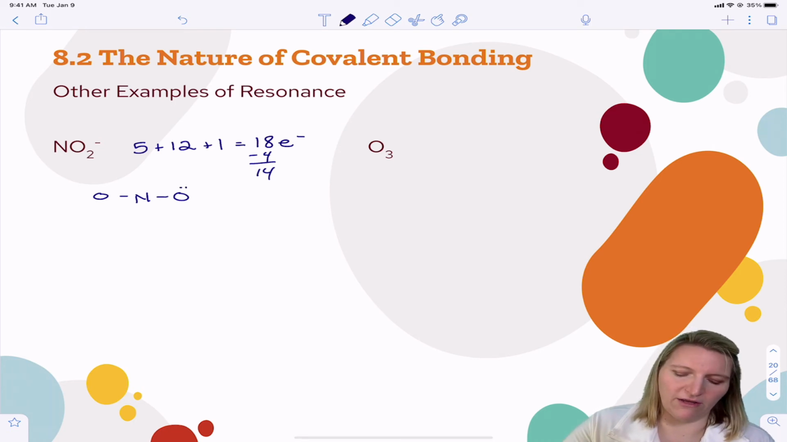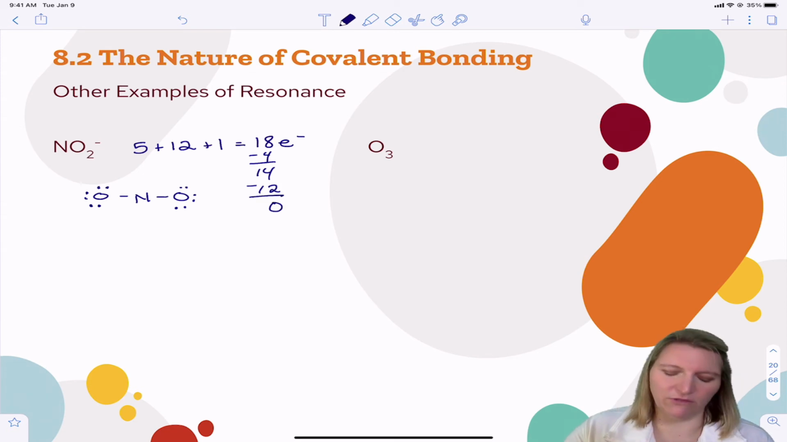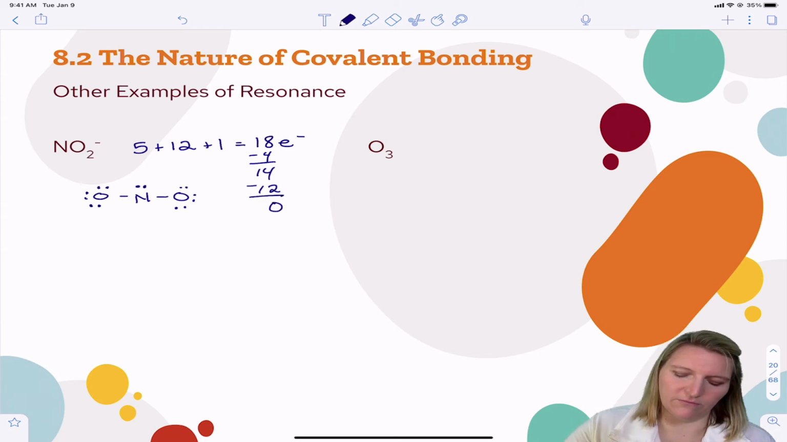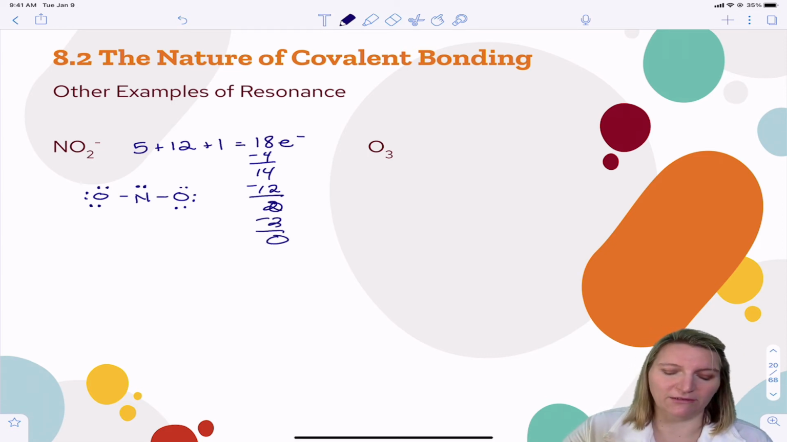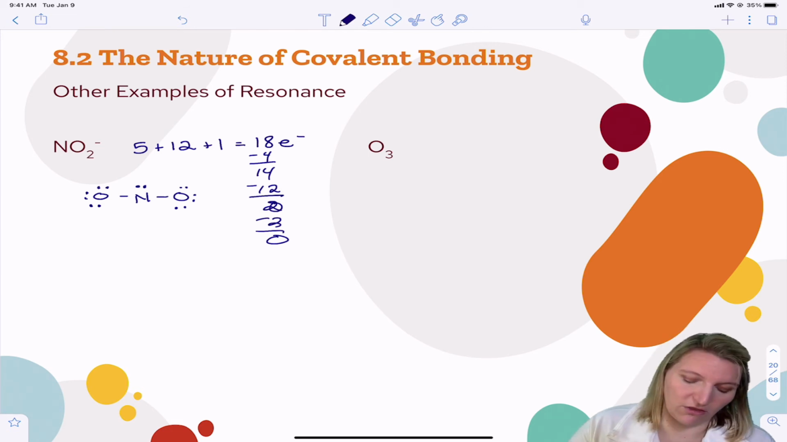Now I draw in the lone pairs on the outside atoms, right? I fill the outside first and then I fill the inside. Now I'm at that place where I would need to make a double bond. And of course, which oxygen? I only need to make one double bond. This isn't like CO2. I only need to make one double bond. And what do I make it between? Do I make it between the oxygen on the left or the oxygen on the right?